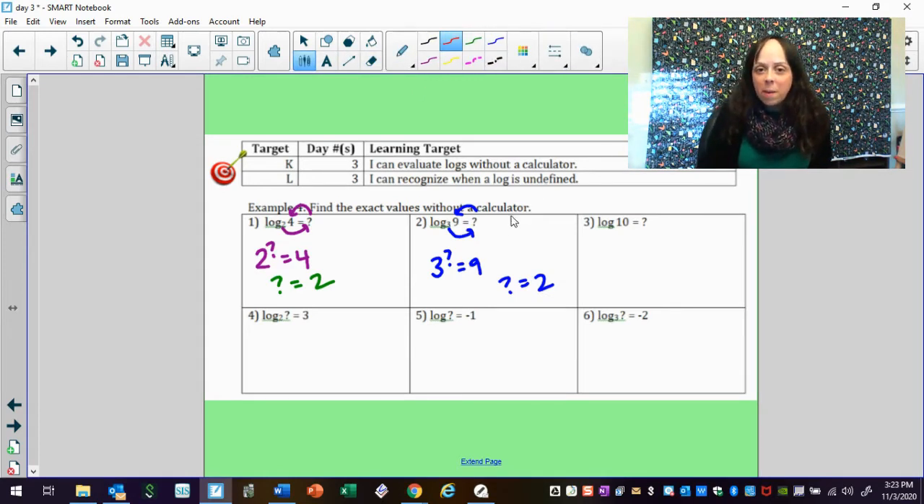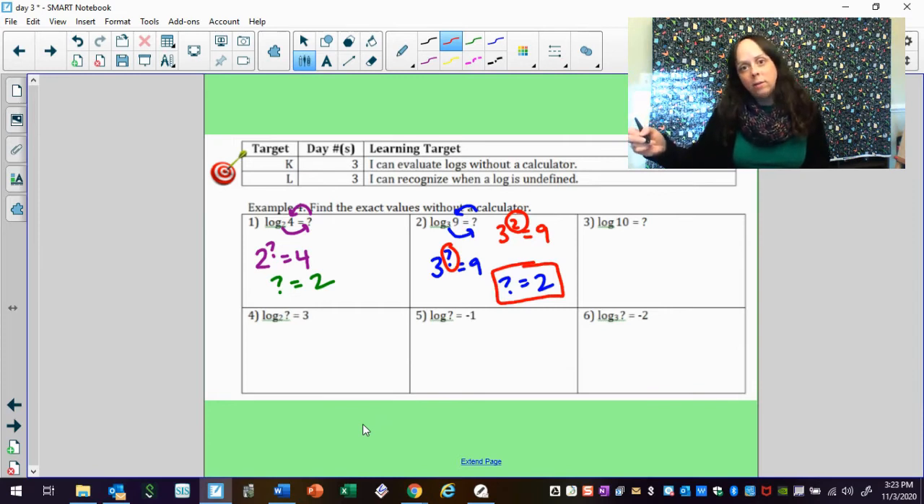The other thing to remember when you write your answer is don't just do this. Don't give us this entire red equation as your answer. The answer is just, what is that question mark? The answer is just 2, not 3 squared equals 9. Okay, the answer is just 2. All right, let's try number 3.